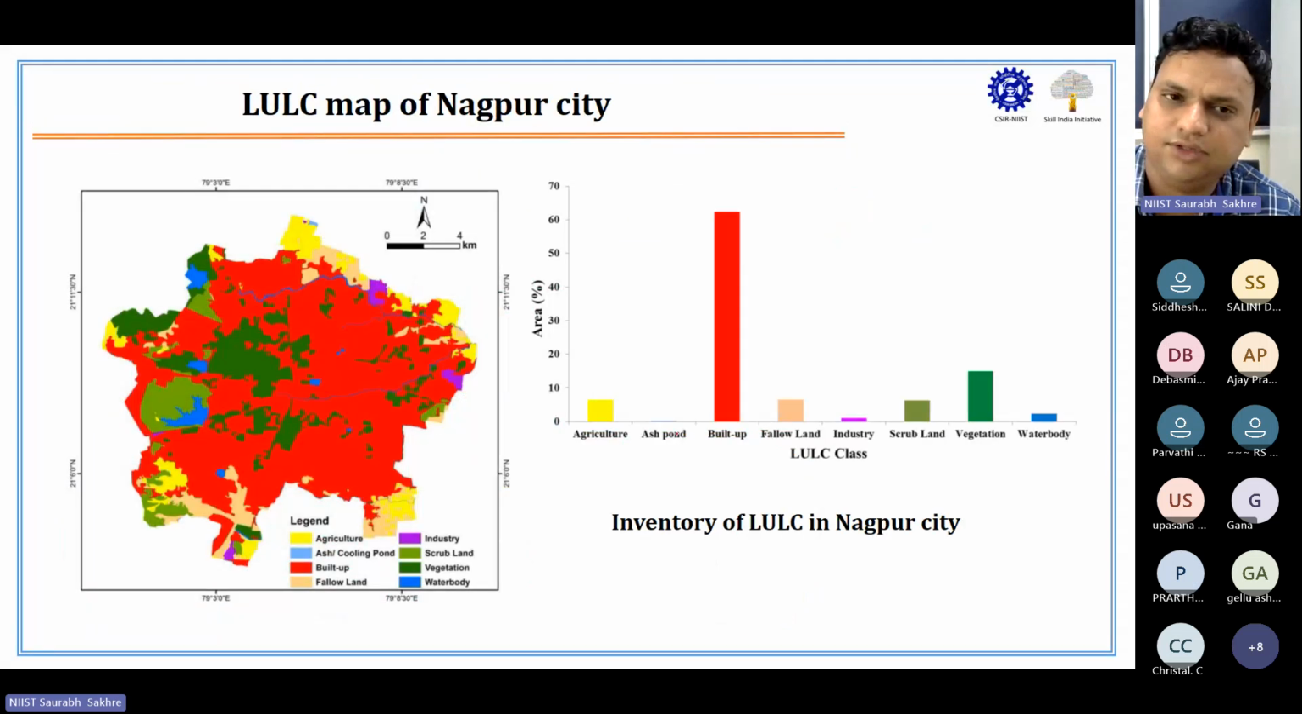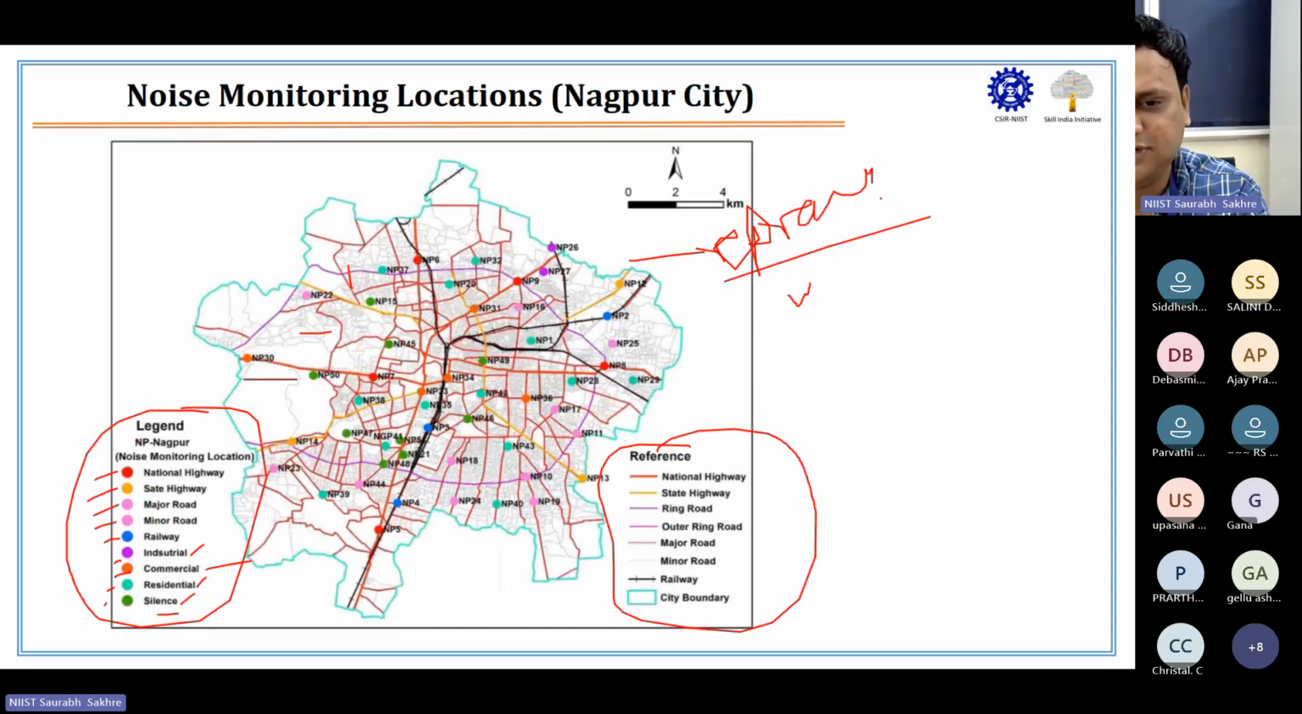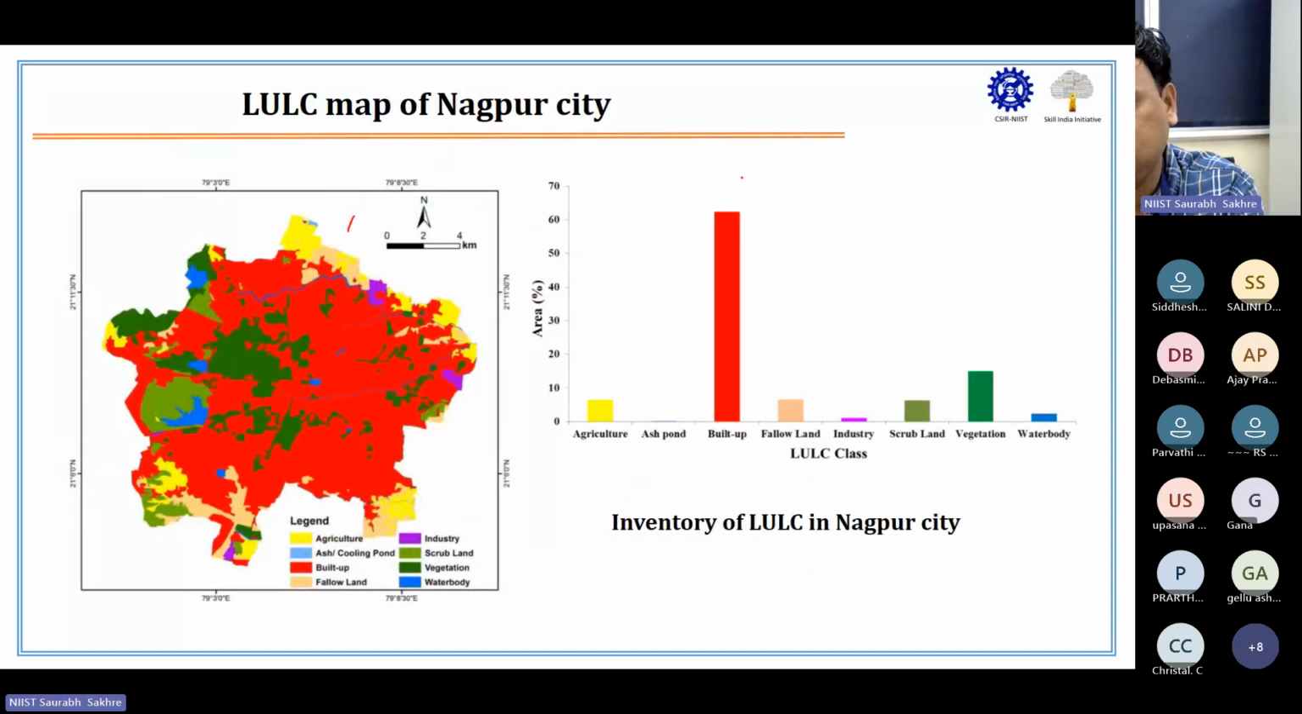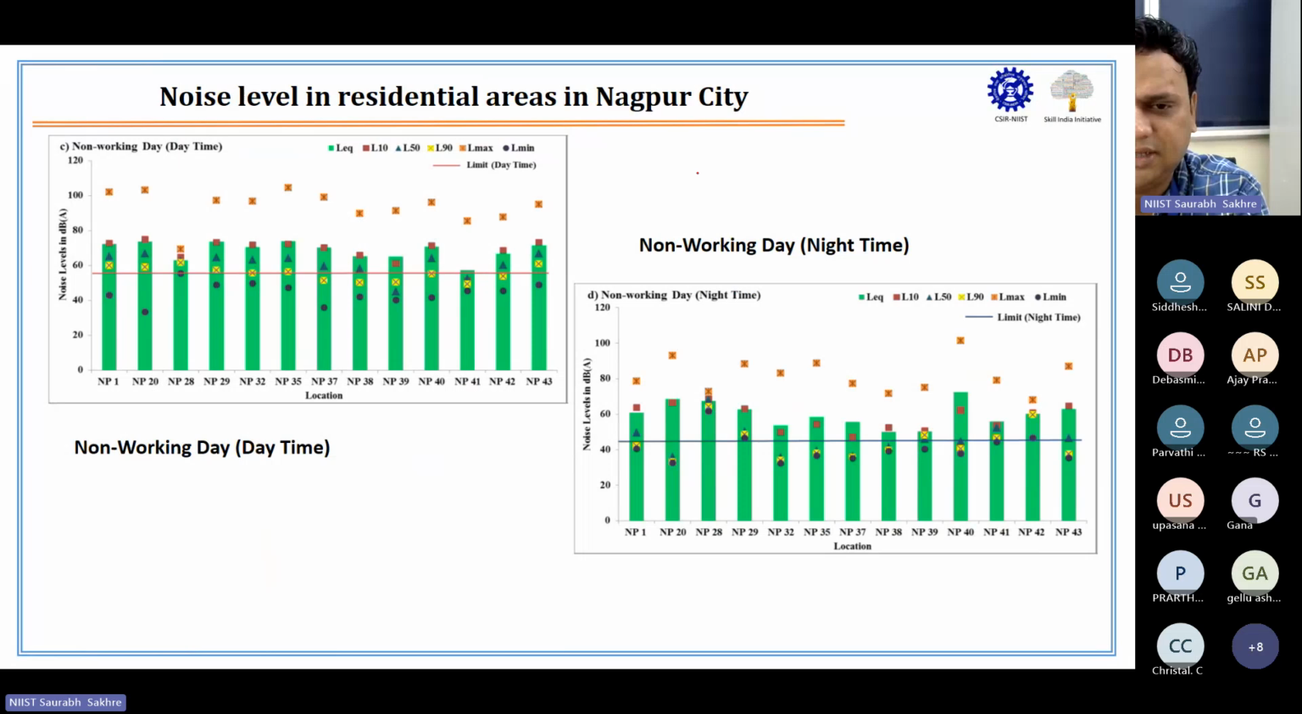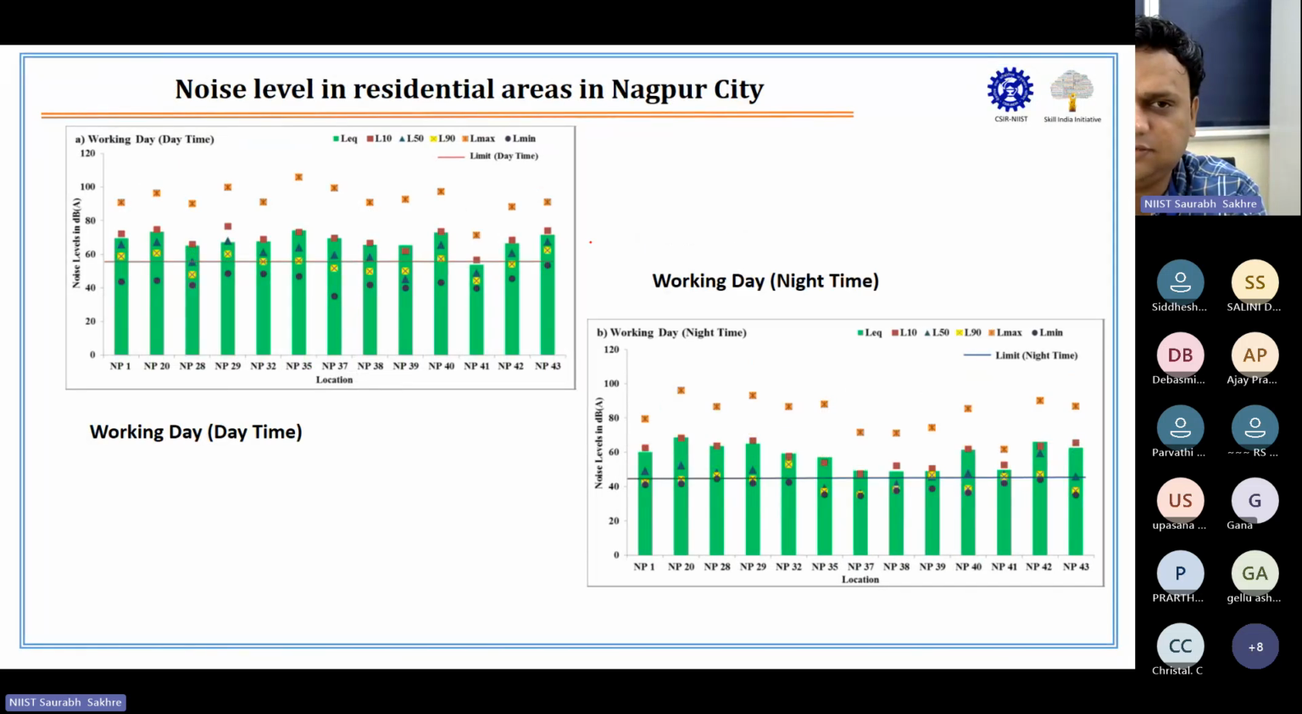And then of course I told you that land use land cover is of prime importance for any EIA study because we should know where is what and how much it is. And these two maps can be superimposed over each other to know how the noise is varying. And finally, we have prepared this graph for residential areas.